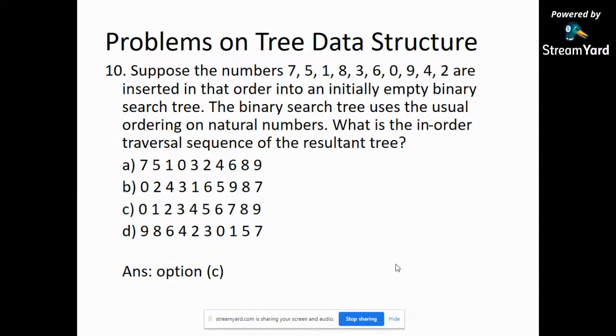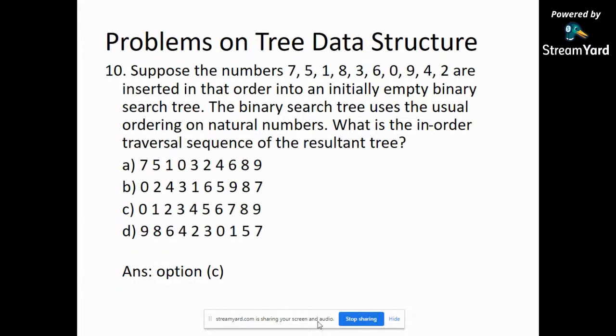Suppose the numbers are inserted in that order into an initially empty binary search tree. The binary search tree uses the usual ordering on natural numbers. What is the in order traversal sequence of the resultant tree? So first of all, the numbers are given to us, and in this way these numbers are inserted in a tree, binary search tree.